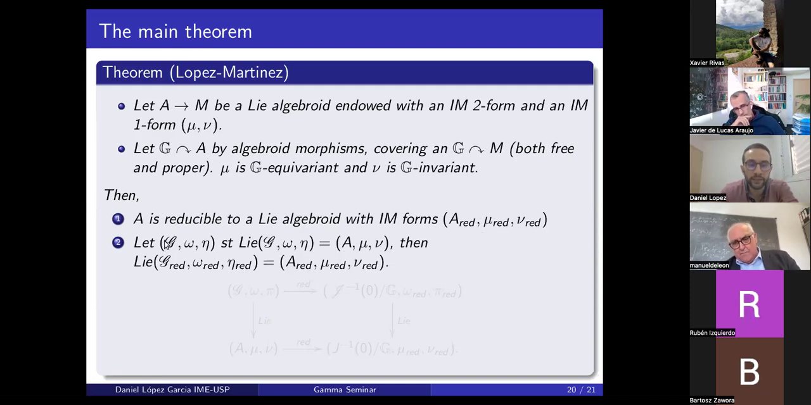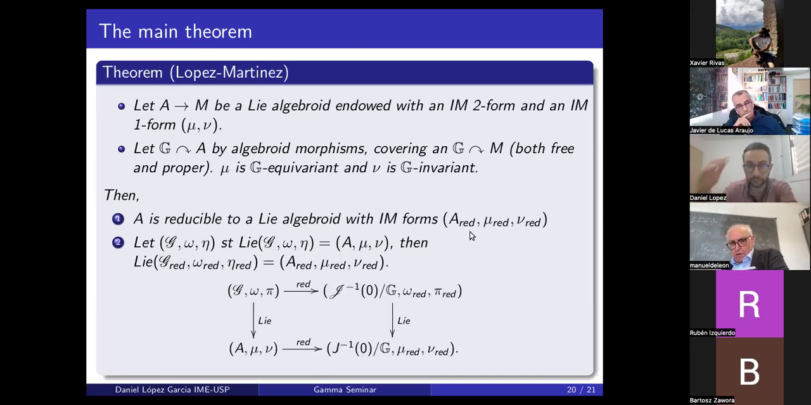And if there exists an integration of this Lie algebroid, I mean, a cosymplectic Lie groupoid such that the Lie functor gives this algebroid with these IM forms mu and nu, then, when you consider the Lie functor of this reduction, the reduction that I mentioned before, you obtain exactly the same. Let me explain that better in this diagram.